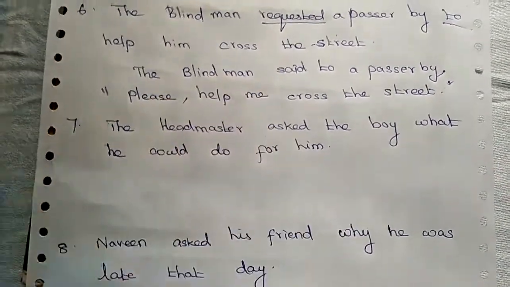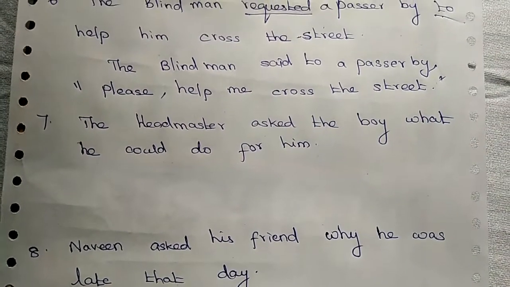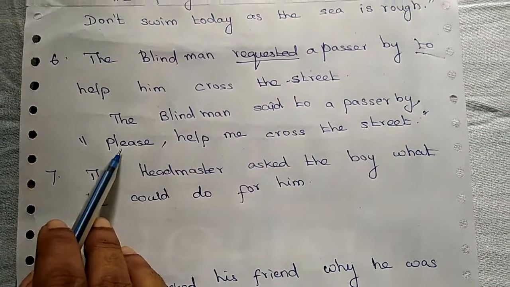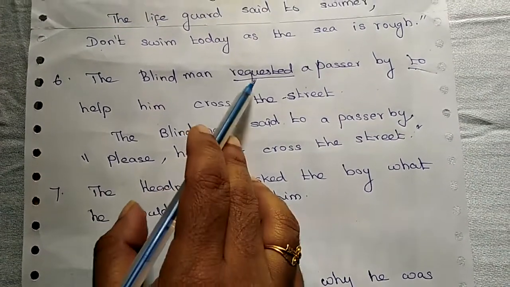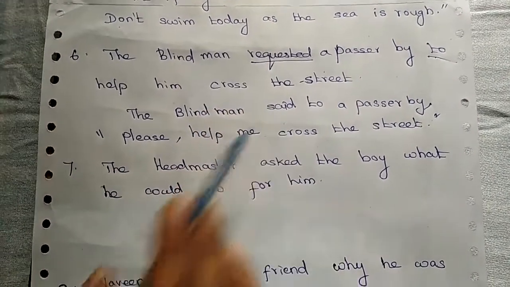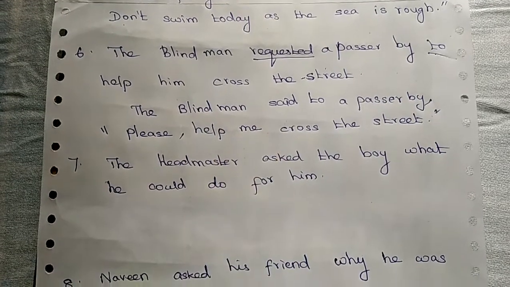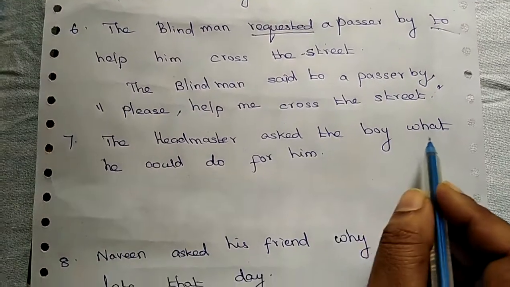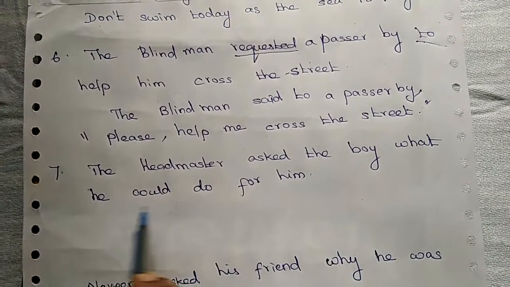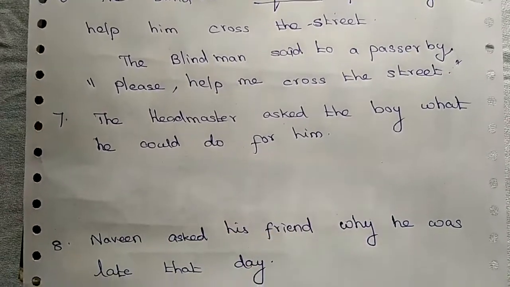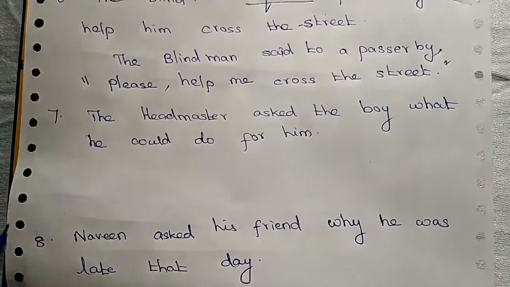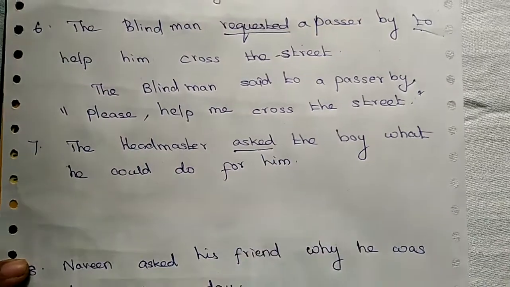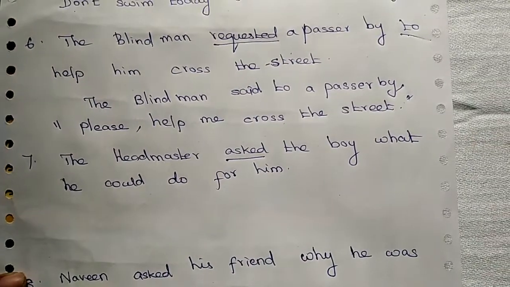Instead of this word requested, we have used the word please. So see, for that only we add the word here, please. Here instead of requested, we have written said to. Whatever the word may be, it will change into said to. Okay. Then the headmaster asked the boy what he could do for him. Okay. So the headmaster asked. The reporting verb is asked.